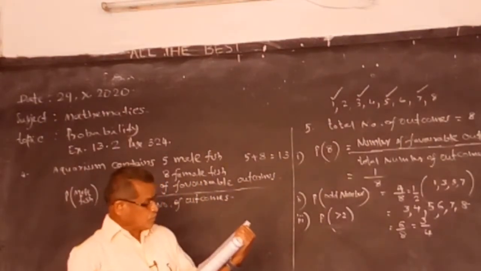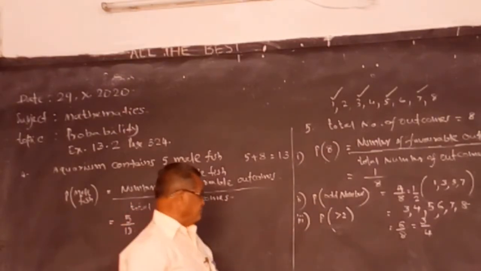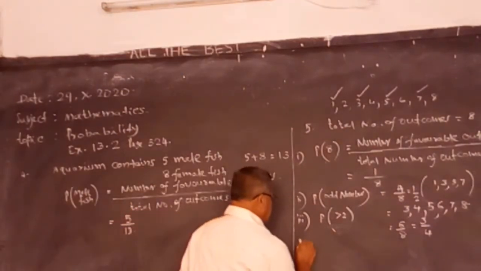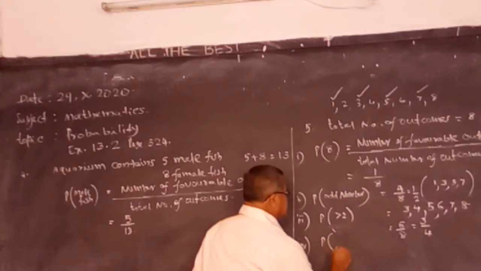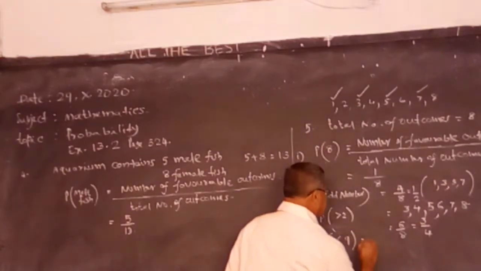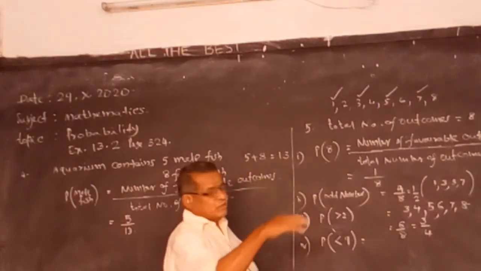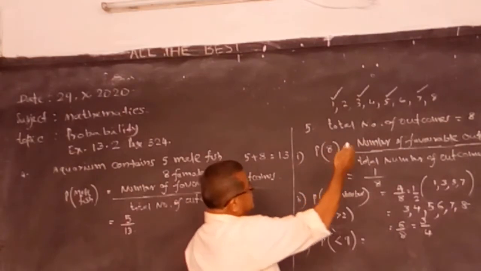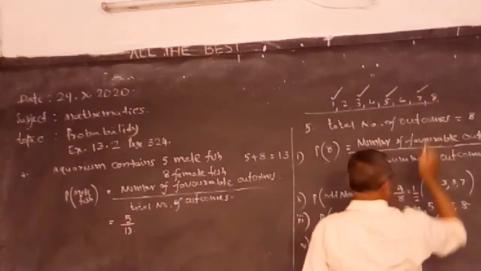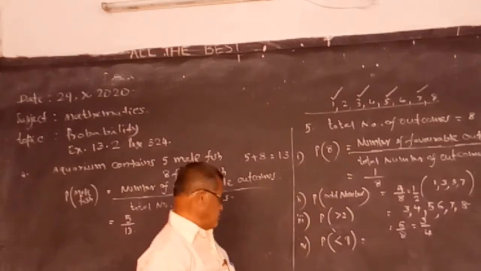Next, the fourth question. A number less than 9. A number less than 9 means possible outcomes are 8. Less than 9 means how many are there less than 9? These are all less than 9. So 8 by 8, 1.